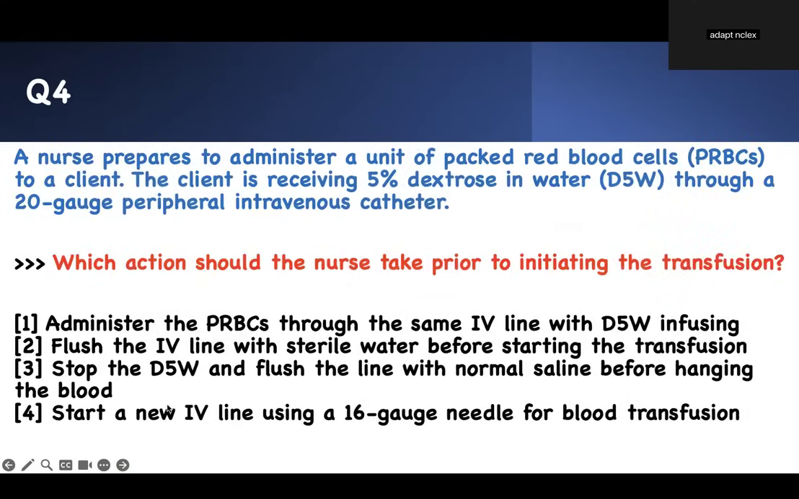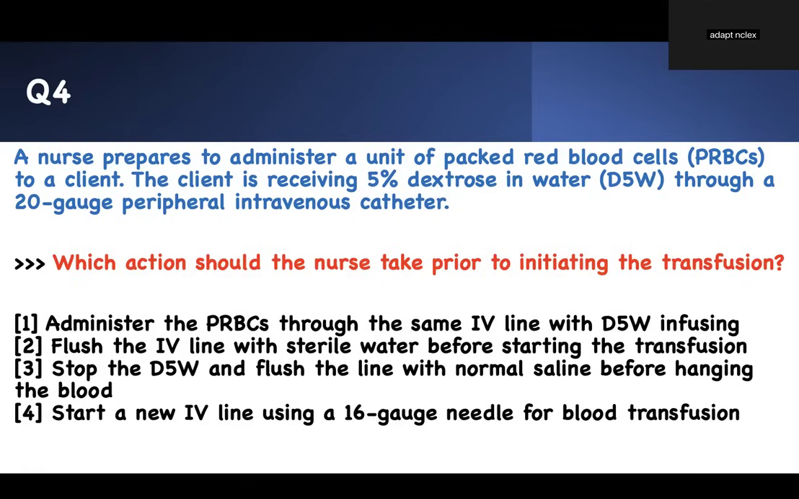Which action should the nurse take prior to initiating the transfusion? What would you do first? The nurse is prepared to administer what? PRBC, blood, to a client. The client is receiving what? 5% dextrose in water through a 20 gauge peripheral IV. What would you do before you give it to the patient? Break it down. You have a patient, you need blood, but already having some fluid going. D5W, 20 gauge in it.